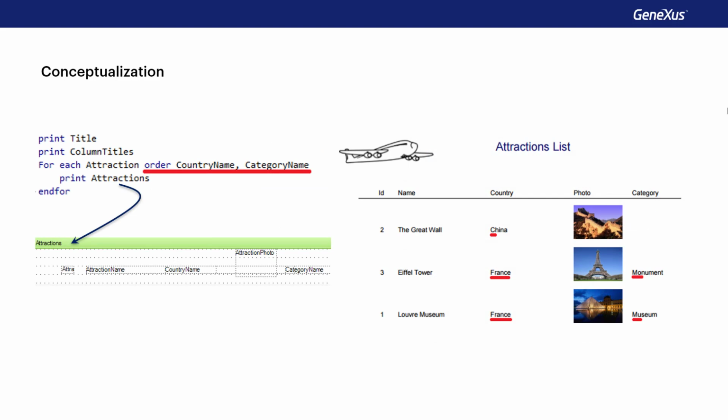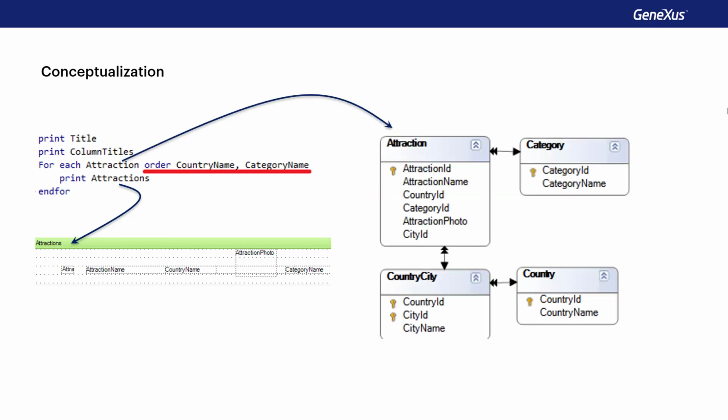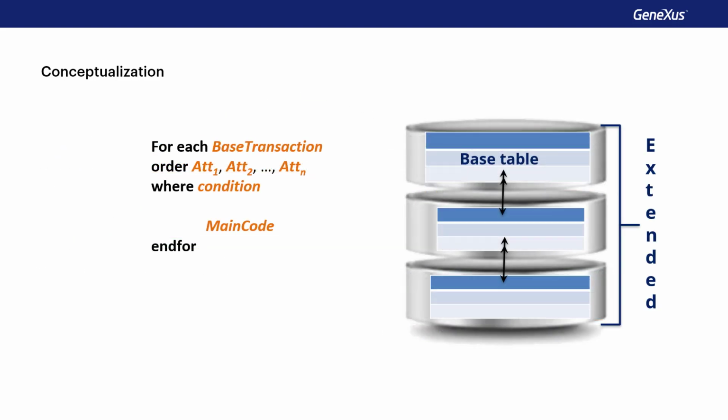For example, if the tourist attraction category was also shown in the list, and we wanted to order it by country name, and within the attractions of the same country by category name, we would type both attributes in this order. First, country name, and then category name. Here, country name and category name are not included in the base table, attraction. Instead, they're included in tables of the extended table.